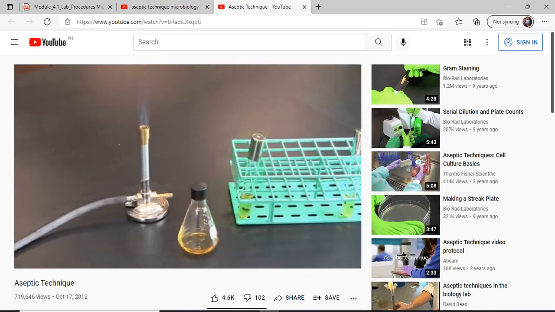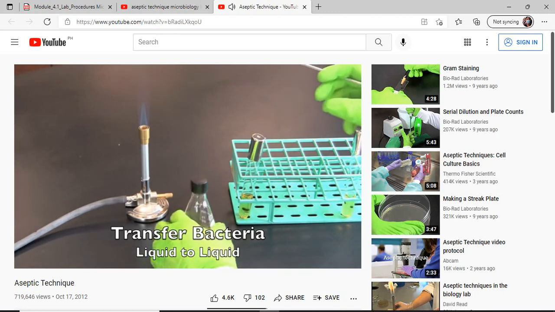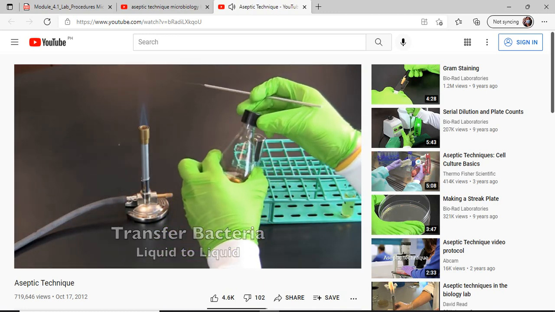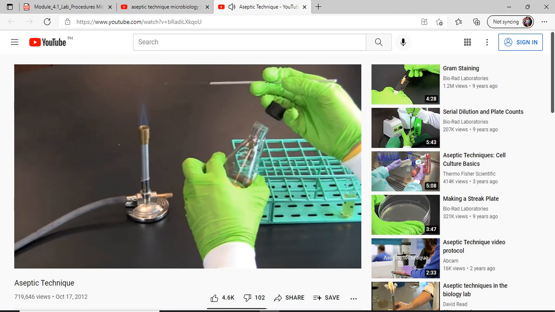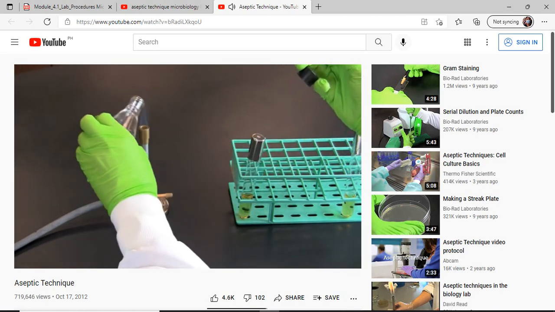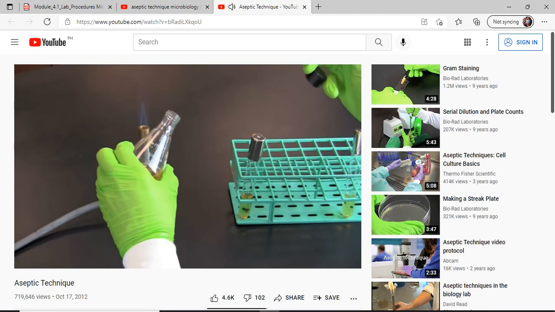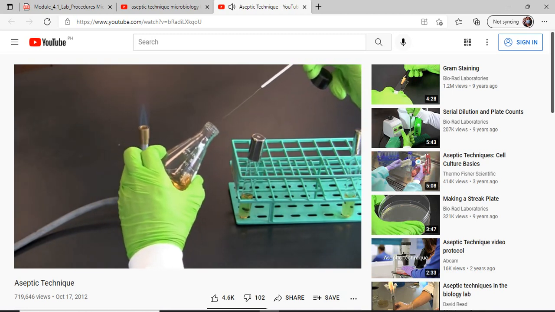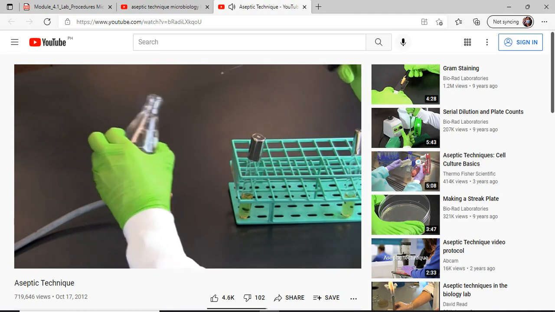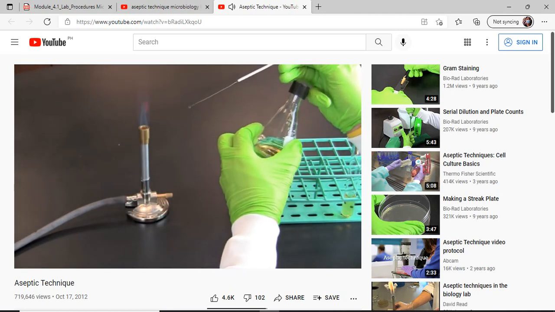In this section, you will learn how to transfer bacteria from a liquid culture to a liquid. After sterilizing an inoculation loop, take the lid off the container of liquid culture and pass the mouth through the flame. Then dip the loop into the tube with bacteria. Flame the mouth of the tube again before replacing the lid.